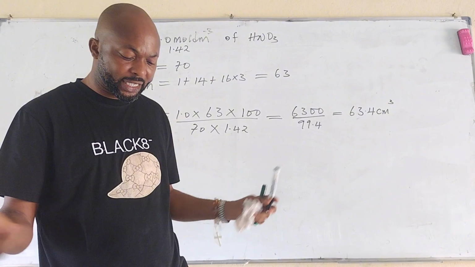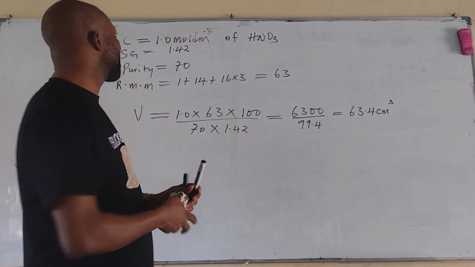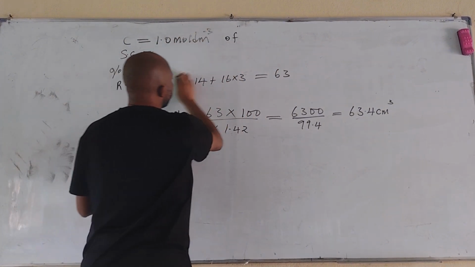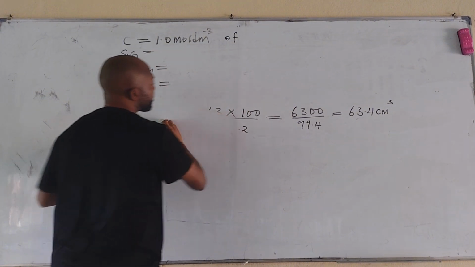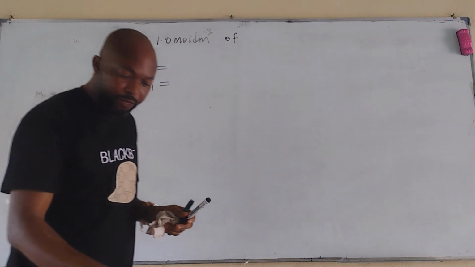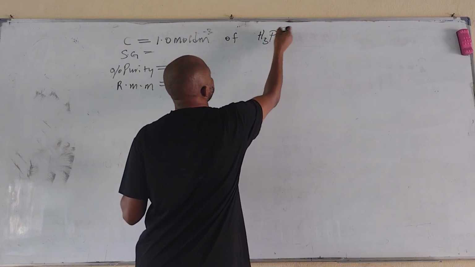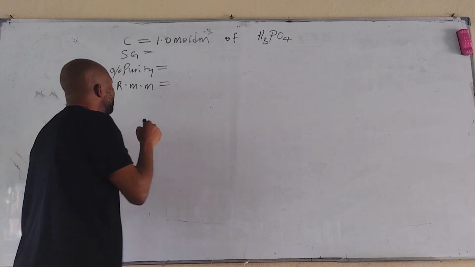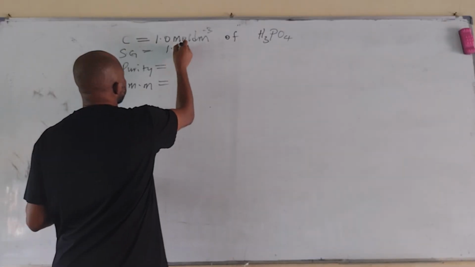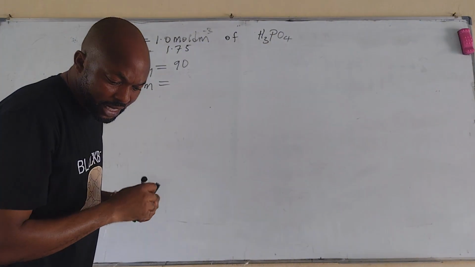1.0 of phosphoric acid, which has 90% purity and 1.75 specific gravity. Okay, let's take this out. We have our phosphoric acid, which is H3PO4. Specific gravity is 1.75. Here is 90, as the percentage purity is 90.